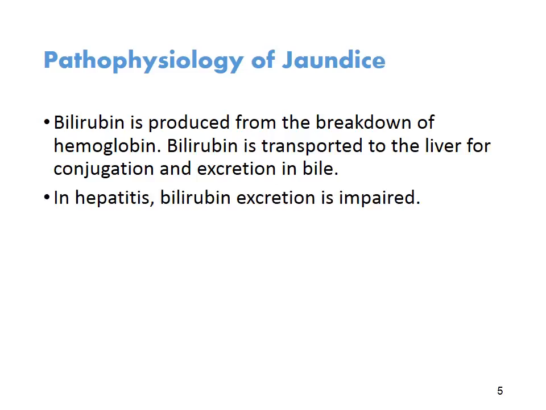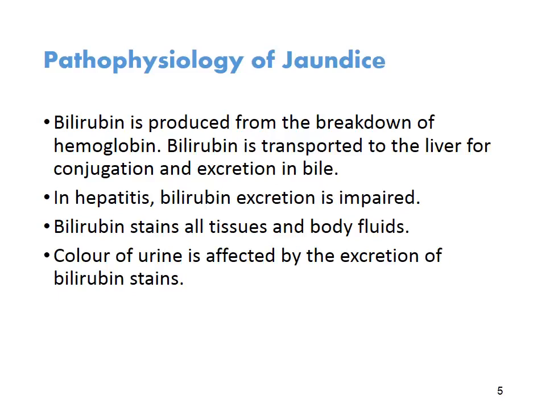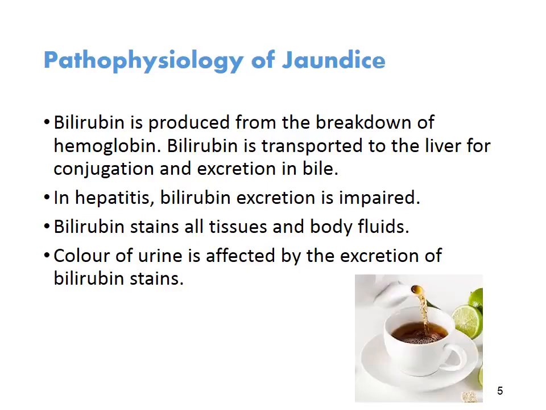In hepatitis, bilirubin excretion by the liver is impaired, so it accumulates in the body. Since bilirubin has a yellow or brownish color, the tissues and body fluids are also stained yellow. The color of the urine is also affected by the excess bilirubin and it turns dark brown, which is described as tea-colored urine.